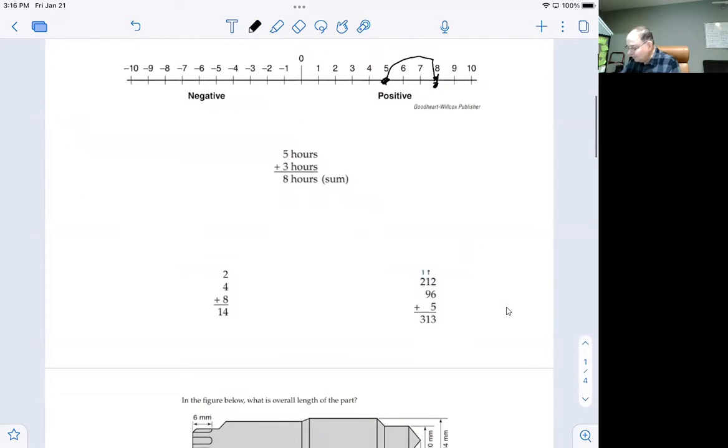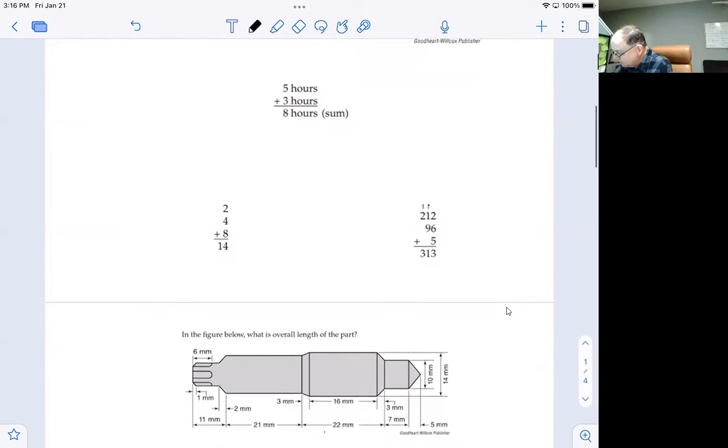The second example is also adding some single numbers, but we get a result that's too big to express on the number line that we've got. So we'll do this one without the number line. Very quickly, 2 plus 4 plus 8. The sum of those is, let's see, 2 plus 4 is 6, plus 8 is 14. That's actually 4 with a carry of 1. And that 1 is carried into the tens column.